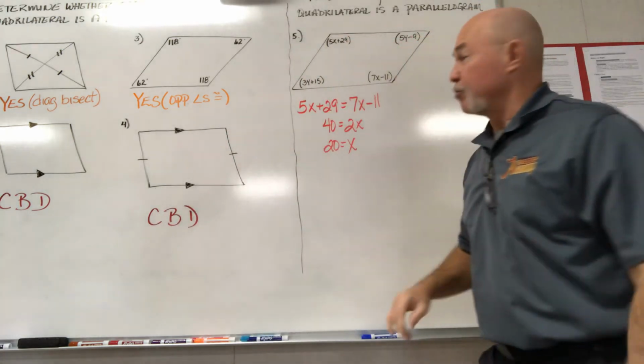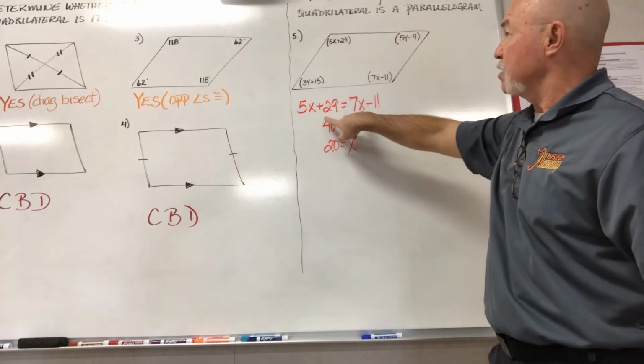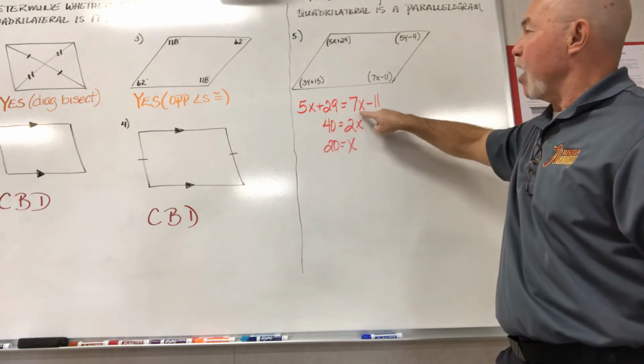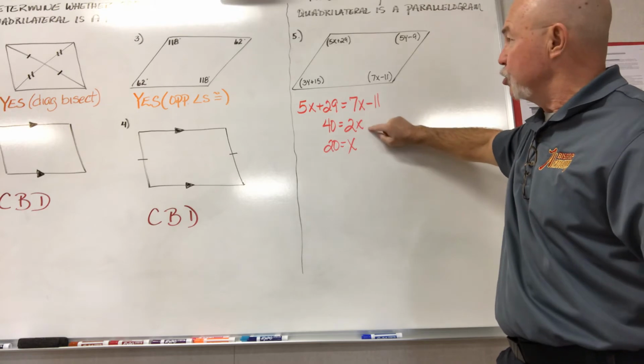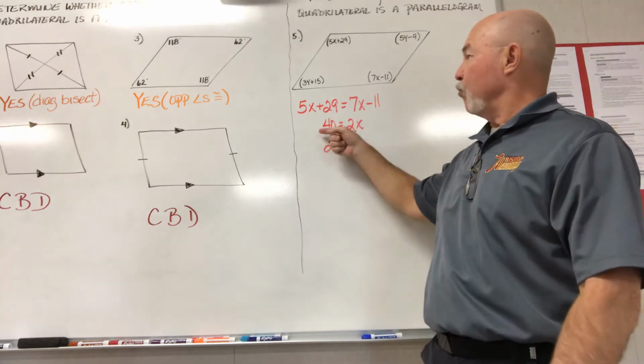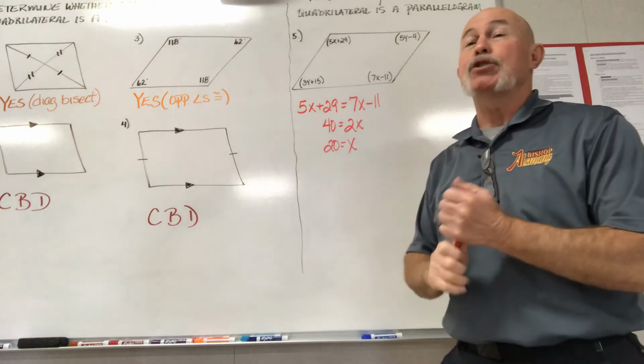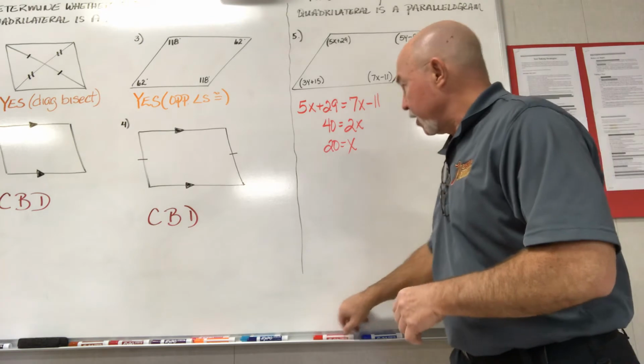Let's go through our algebra real quick. 5x plus 29 has to equal 7x minus 11. Subtract 5x from 7x, you get 2x. Add 11 to 29, you get 40. Divide both sides by 2, you got 20. So x equals 20.